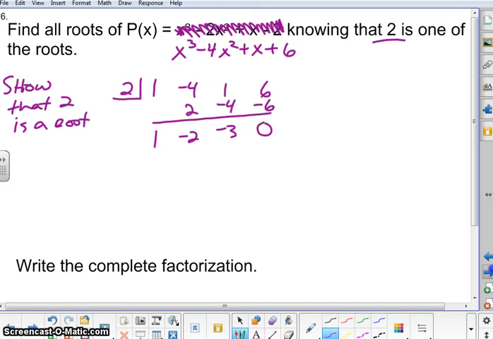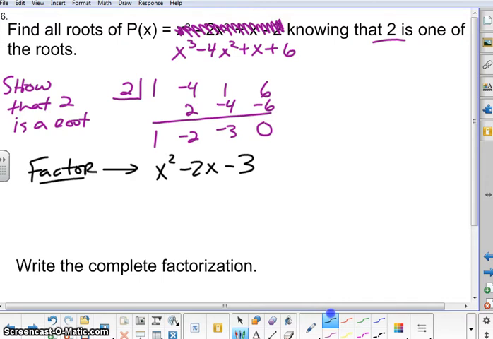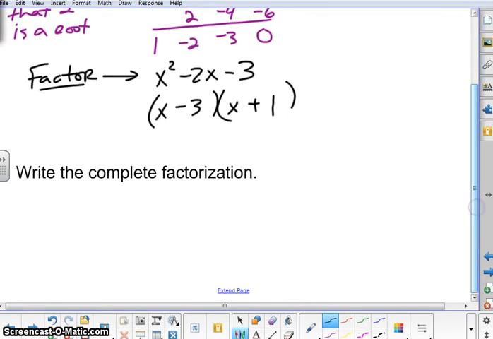Okay? For the answer, we don't leave it in that form. We should actually put the x's back in. So that would be x squared minus 2x minus 3. And then we want to go ahead and factor this to find some more factors. So it will factor into x minus 3 and x plus 1. All right, so you got your factors. Now we can write the complete factorization.